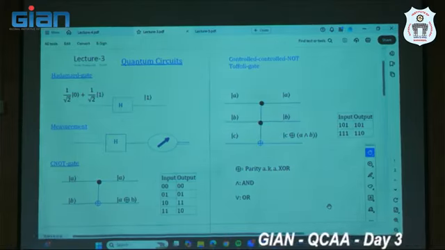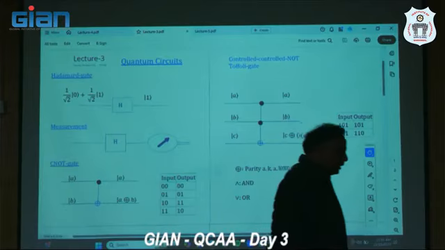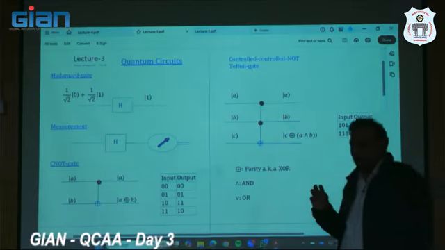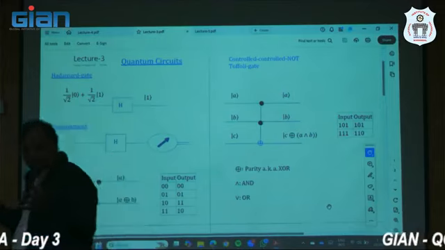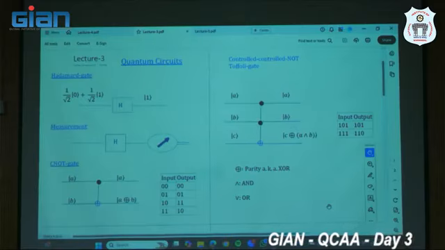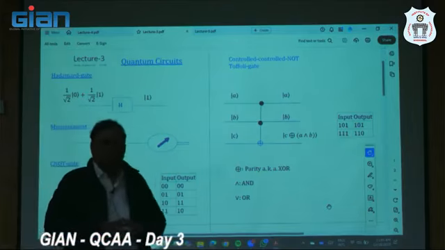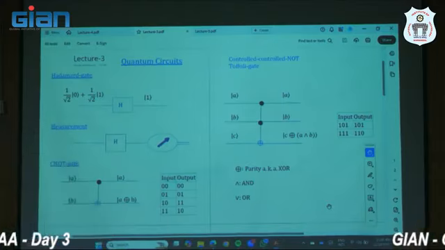Okay. All right. Welcome everyone. So till now we have seen the concept of qubits, the concept of multiple qubits, what is the computational basis, what is the concept of superposition, what are unitary transformations, and what is a measurement. These are the concepts we have seen. Now today we will start with how we model quantum circuits.